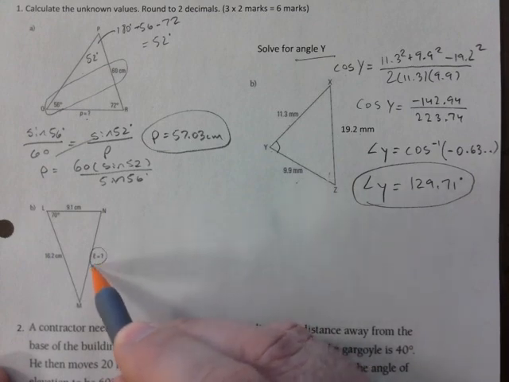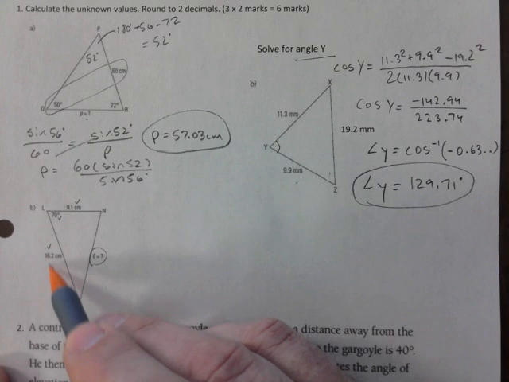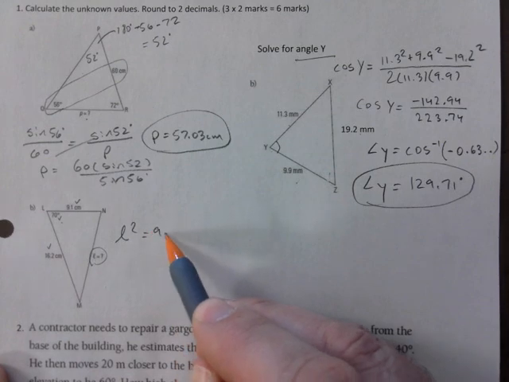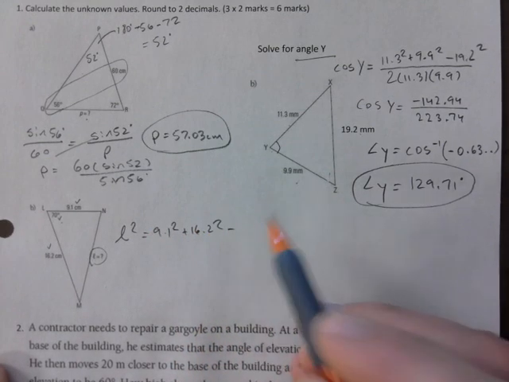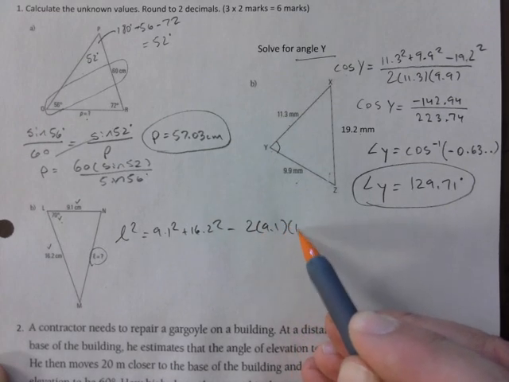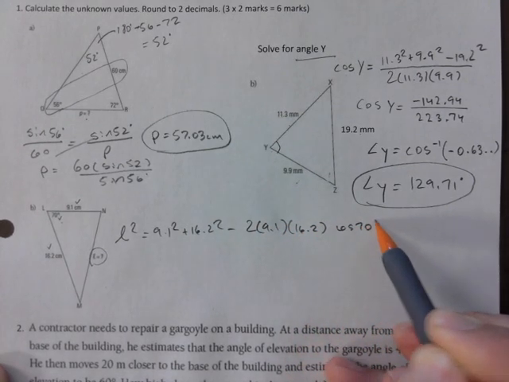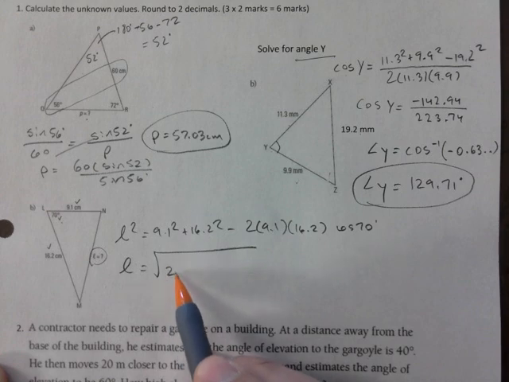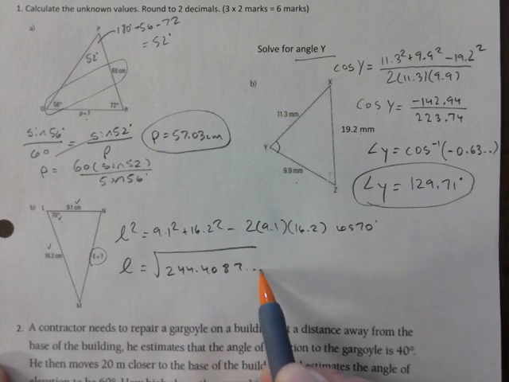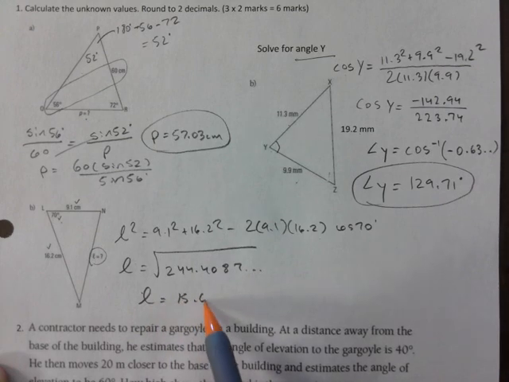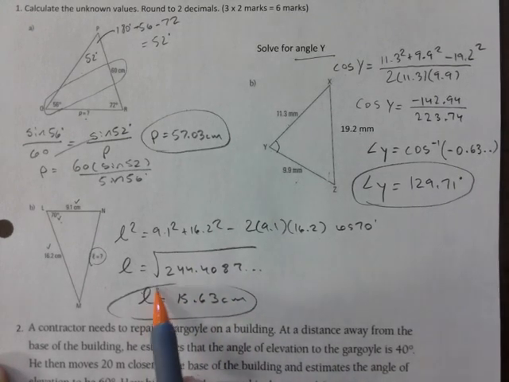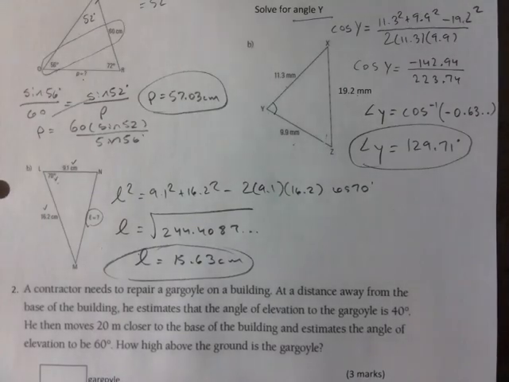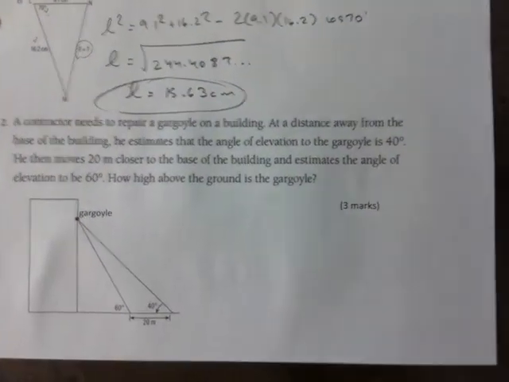This time L is being asked of, so it's SAS, right? You've got two sides and the angle between. This one looks like this, L squared, right? And then it's 9.1 squared plus 16.2 squared minus, and you know the drill. Cosine of 70, right? At this point, if you want a root, you can just go L, right? And that is 244.4087, and it keeps going. So L is 15.63 centimeters. Okay. So that should have been a home run. Great, that's 6 marks there.